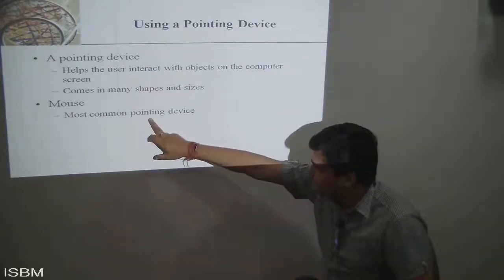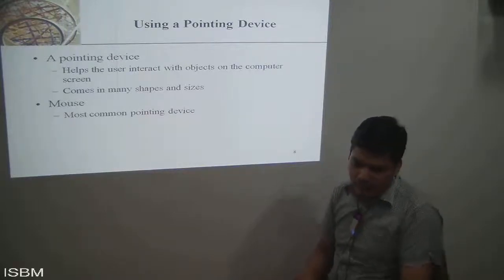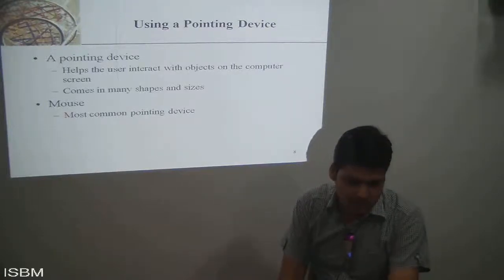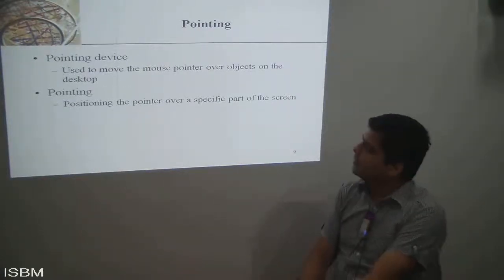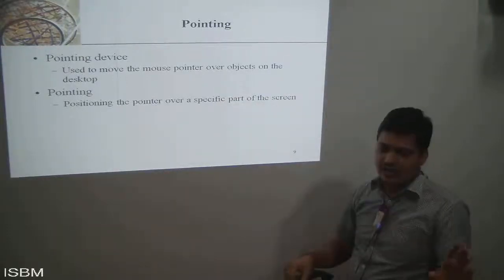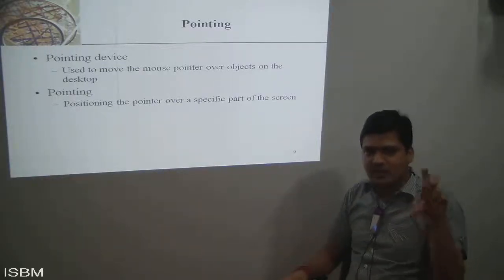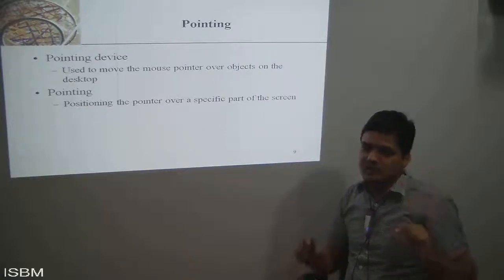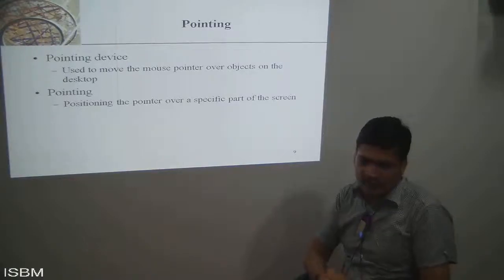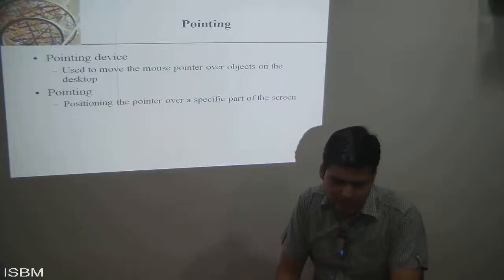Mouse is the most common pointing device, which we have already asked. Pointing device is used to move a mouse pointer over objects on the desktop. Any object, while we are using the mouse, you can click on any object and it will open that object. Either you want to drag and drop something from one place to another place, that time also we are using the mouse. Pointing is the position of a pointer over a specific part of the screen.